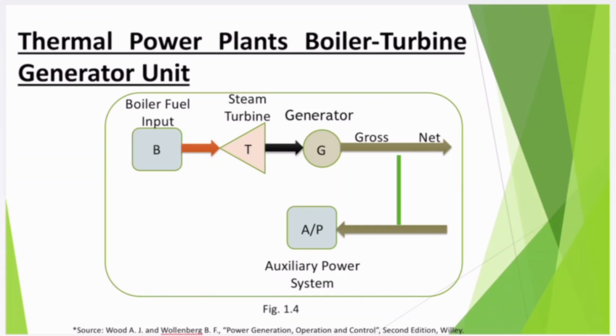Now, if you look at the thermal power plant boiler-turbine-generating unit, it's a very simple diagram. As you can see, we have a boiler. Through the boiler, there is an input to the generator, that is, the steam turbine. Once you generate, you get net power, and some of the energy produced by the generator can also be used for its own application, that is, your auxiliary power systems.